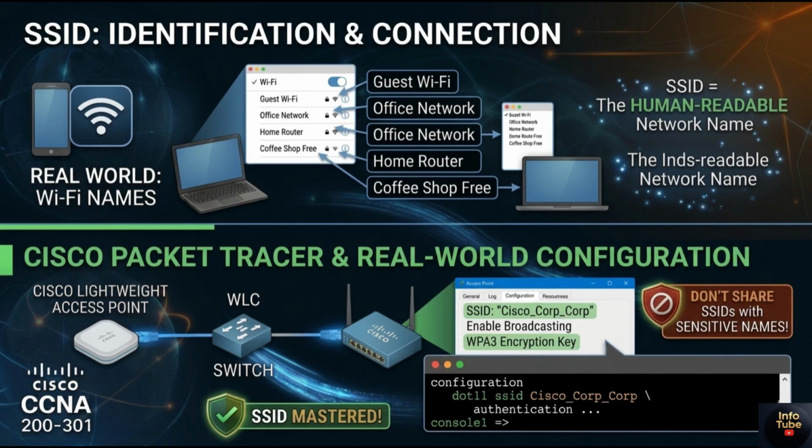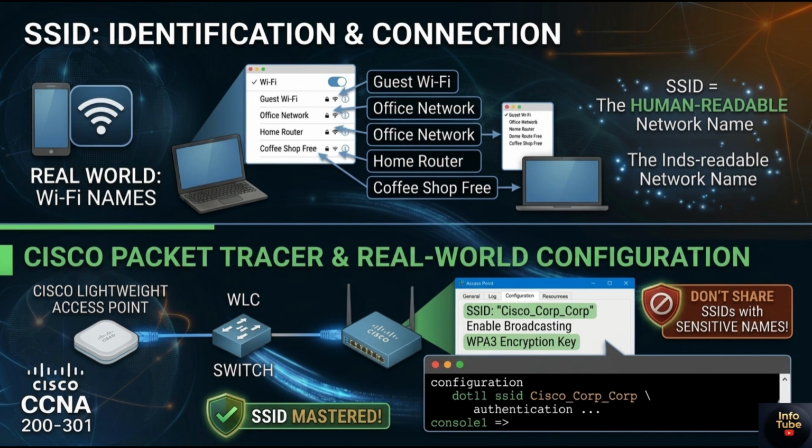In a big office, you might have 50 different access points all broadcasting the exact same SSID. This allows you to walk from one end of the building to the other without your video call dropping, because your device stays connected to the same name, even as it switches physical radios.